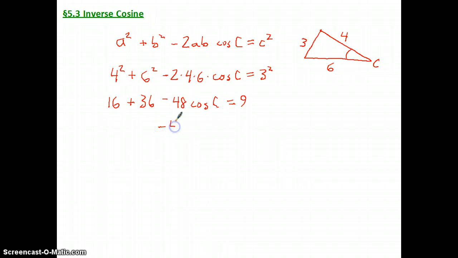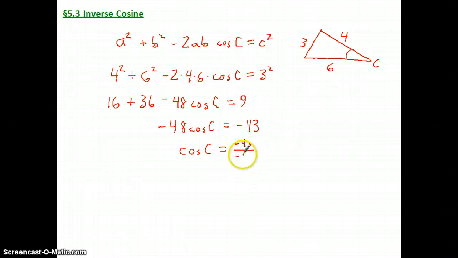Don't forget to bring down this negative. People forget that all the time. I'm going to take that 9, I'm going to subtract the 16 and the 36 from it. We get -43. Don't let all these negatives scare you. In fact, these negatives are your friends. If you don't keep these in here, you're going to get the wrong quadrant or something. And this is negative 43.